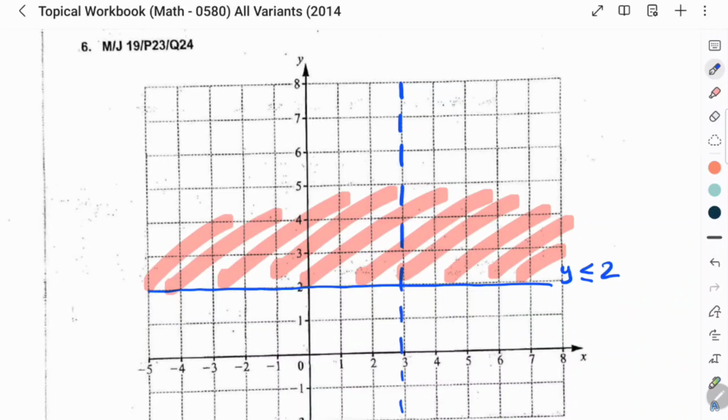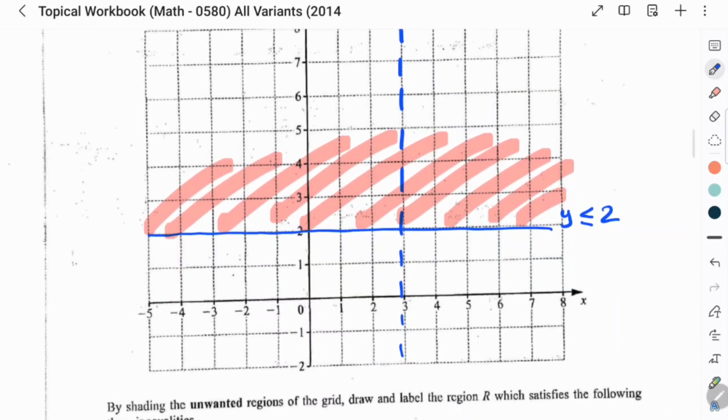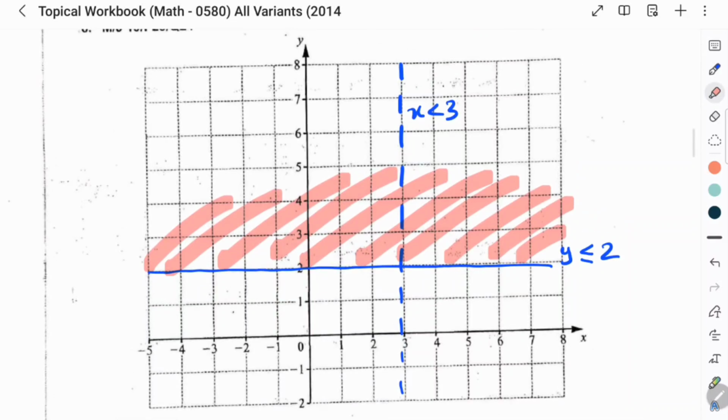So x is less than 3, which means on your left side is the region. So you will shade here, on the greater side, which means on your right side.